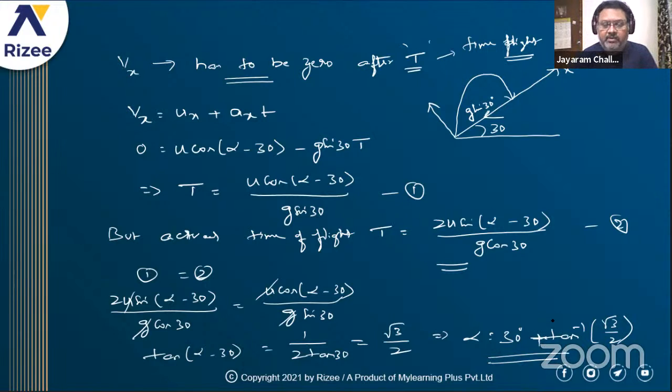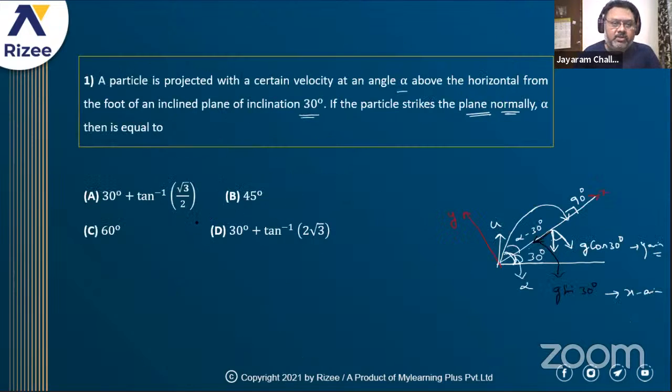He has asked this one to find out. So 30 plus tan inverse of root 3 by 2. Your option 1 is the correct option. It's a single answer question, so please be careful of this one.